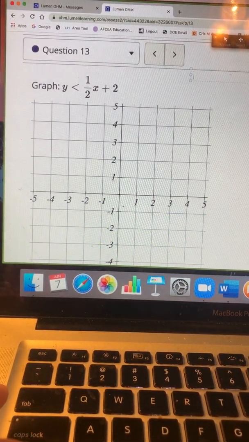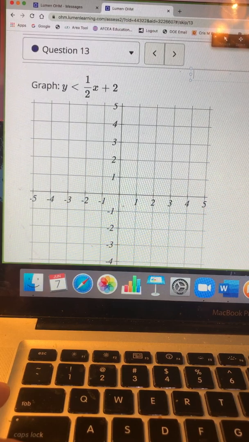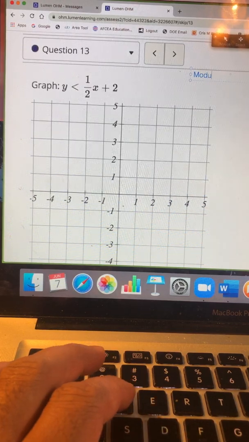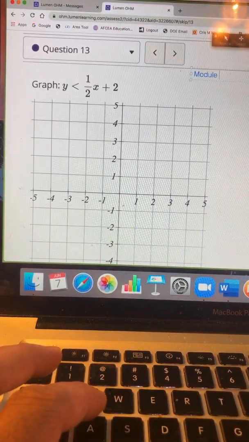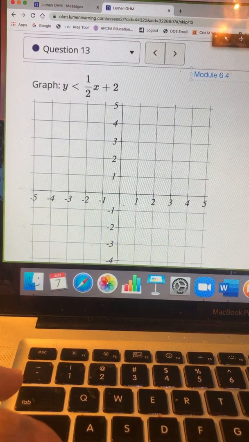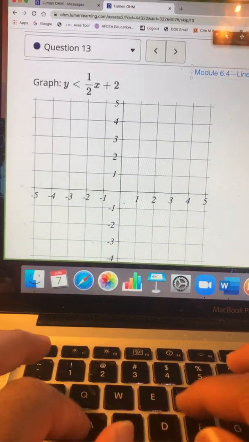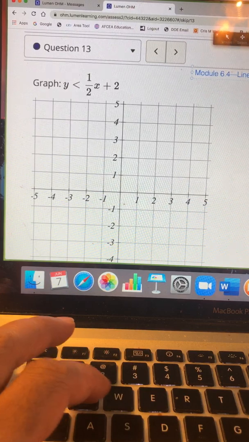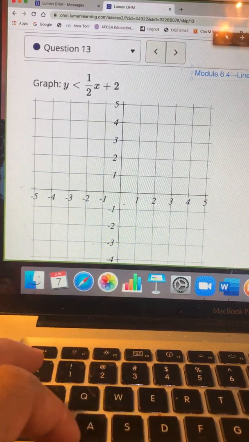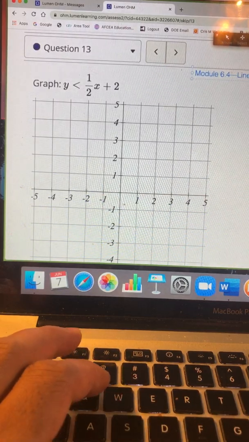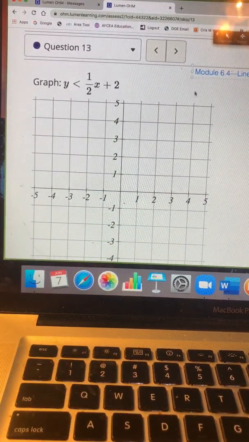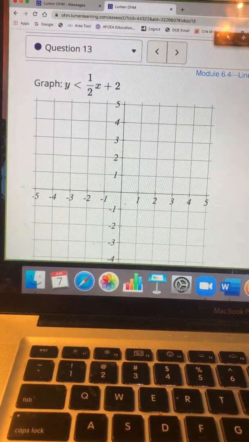Good morning, everybody. Today we're studying the remainder of last week's lesson. So we're doing module 6.4, which is linear inequalities in two variables. All right, that's what we're starting out with.